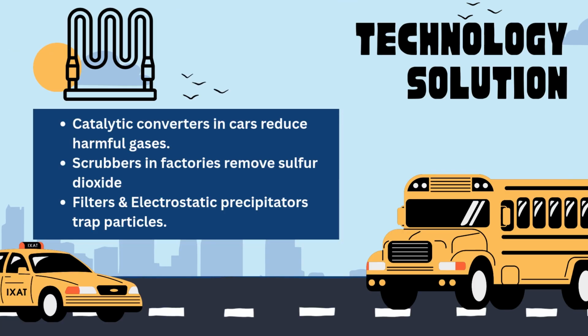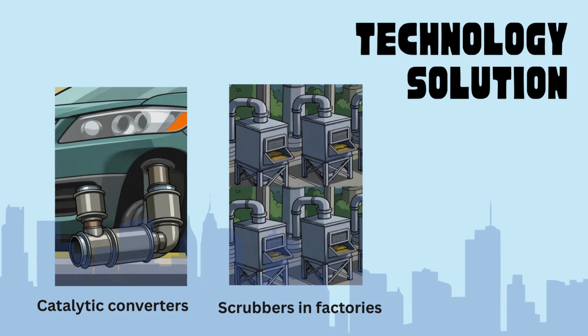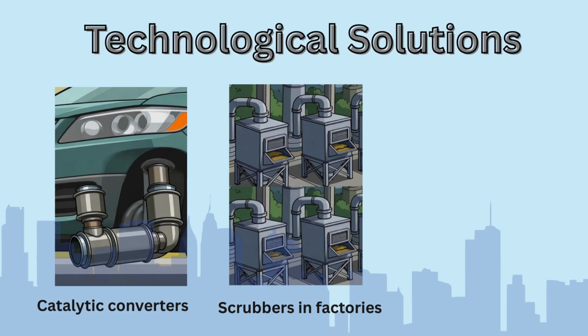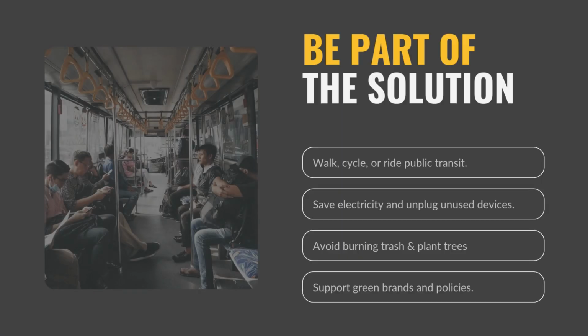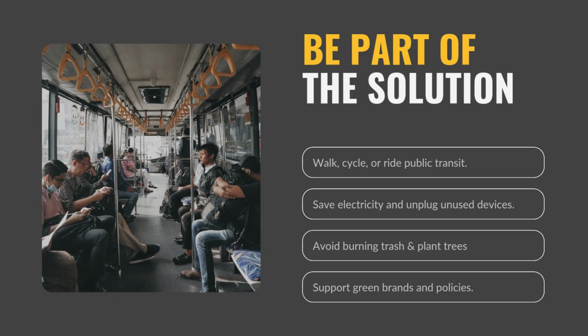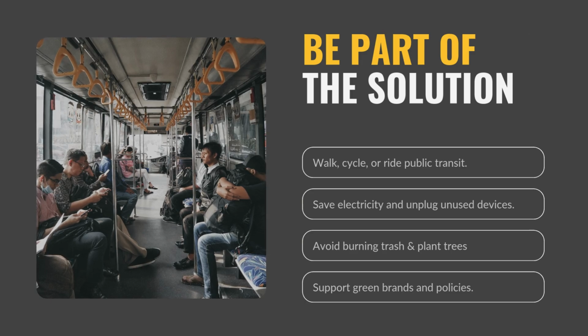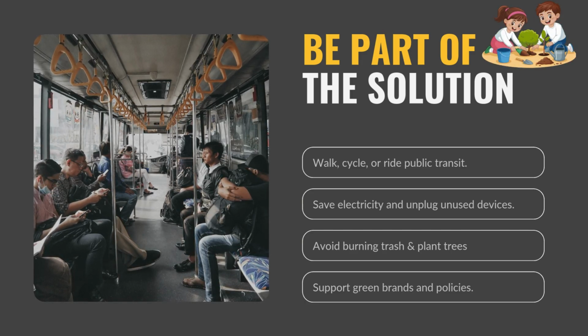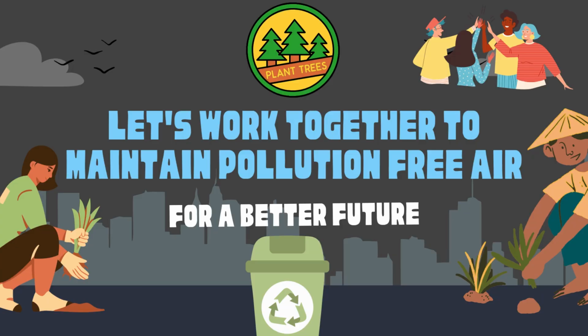Technology solutions like catalytic converters in cars reduce harmful gases. Scrubbers in factories remove sulfur dioxide. Filters and electrostatic precipitators trap particles. And what you can do is use public transport, walk or cycle short distances, plant more trees, do not burn waste, save electricity. Small actions by millions of people create big change.